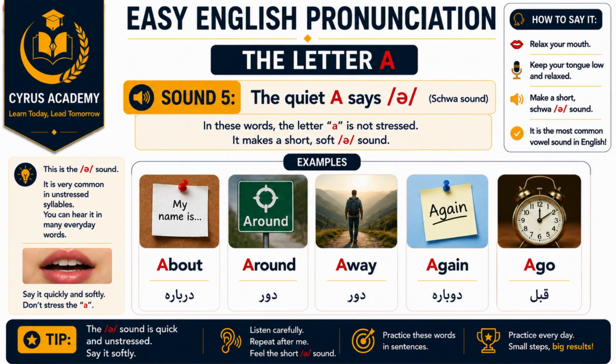Sound number 5. This one we call a Schwa sound, ya quiet A, quiet A. So this is a very soft sound. We can hardly hear the A. For example, about, around, away, again, ago. So about, around, away, again, ago. This is a very, very soft A. We can hardly hear it.